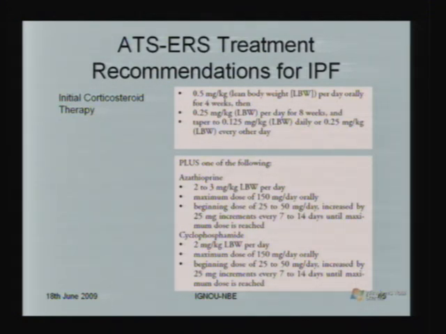Now, steroids have to be started in a dose of 0.5 milligram per kg lean body weight per day for 4 weeks, then decreased to 0.25 milligram per kg body weight for 8 weeks, and then tapered to 0.125 milligram per kg body weight or 0.25 milligram every other day. In addition, one can use either azathioprine or cyclophosphamide. Both are to be used in a dose of 2 to 3 milligrams per kg with a maximum dose of 150 milligrams per day orally, beginning with a dose of 25 to 50 milligrams per day to be increased by 25 milligram increments every 7 to 14 days.